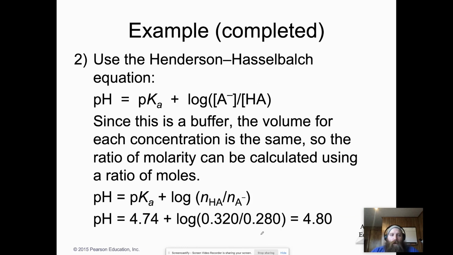We plug in our Henderson-Hasselbalch equation. We know that in the buffer, the volume of each concentration is about the same. So we're going to use that ratio of molarity in order to calculate our ratio of moles. So we have n, the number of moles of HA over the n of the A minus. So 4.74, there's our pKa, plus the log of 0.32 over 0.28 gives us 4.8.